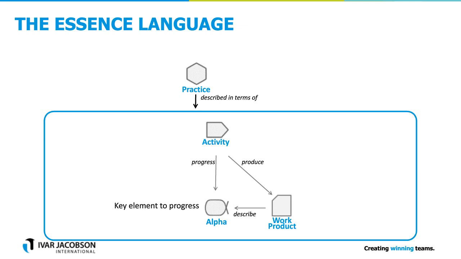So alphas are not tangible. You know you have it. I'll give you a couple of examples soon, but for instance, requirements is an alpha, but the requirement specification would be a work product. You don't need to have documentation, and still the alpha can be progressed because you have tacit knowledge.